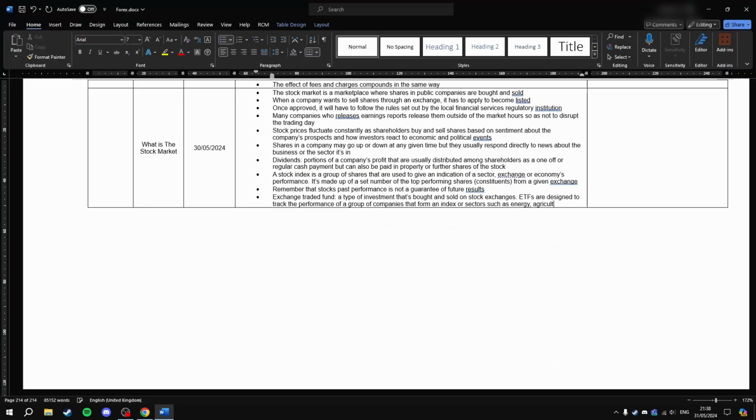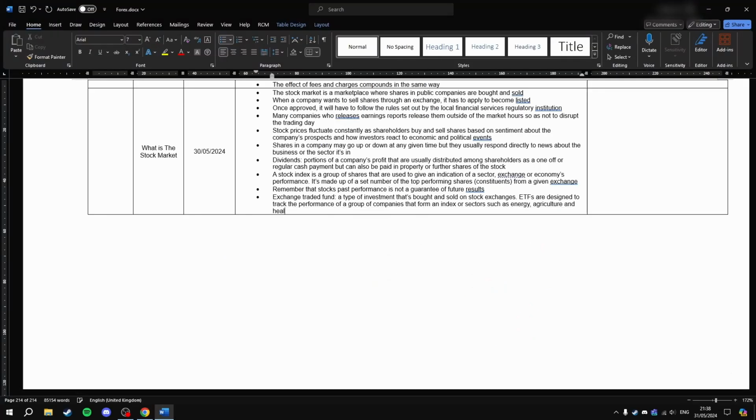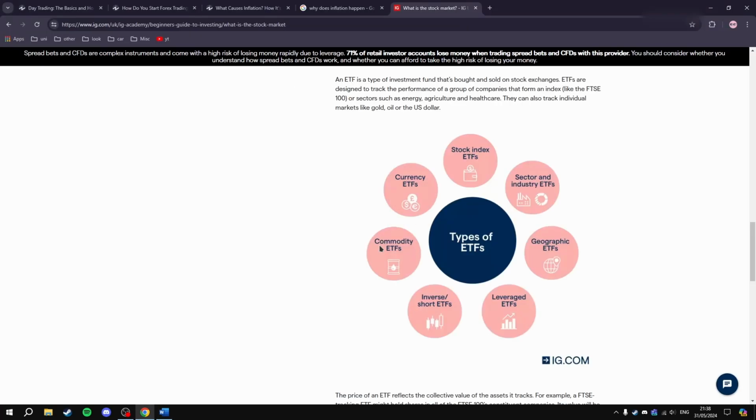They can also track individual markets like gold, oil, or the USD.